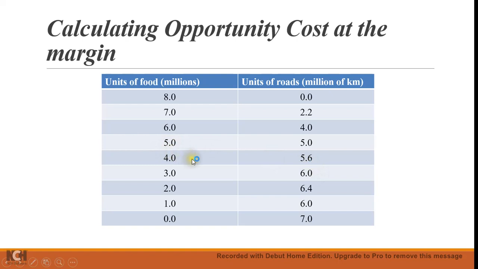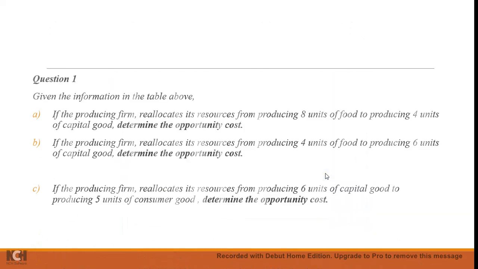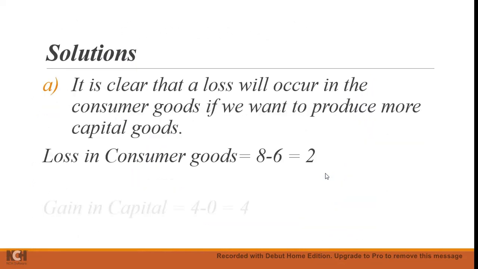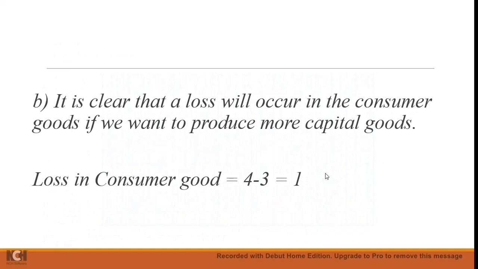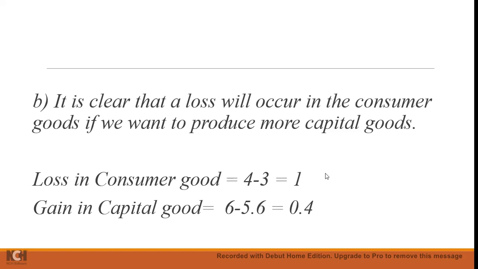But you realize that in the same case, if you want to produce 6 units of road, we are producing how many units of food? So we are moving from 4 to 3 in terms of food, and from 5.6 to 6 in terms of road. So with the food, we are losing 1, and in the roads, we are gaining 0.4. Simply, opportunity cost will now be the loss divided by the gain. So in the second instance, the loss in the consumer good is 4 minus 3, which is 1, and the gain in the capital good is 6 minus 5.6, which is 0.4. So in general, this is how opportunity cost is calculated.